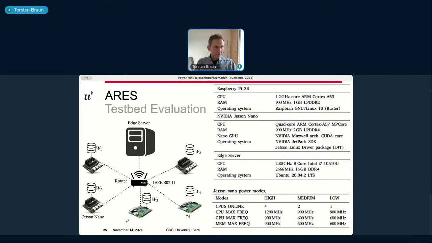So you see here again the Raspberry Pis and NVIDIA Jetson Nanos we use. The Jetson Nano nodes can also be configured in different modes with higher, medium, and low performance. So we can implement quite a heterogeneous environment here. And also for the edge server, we used a regular PC, which supported the training.